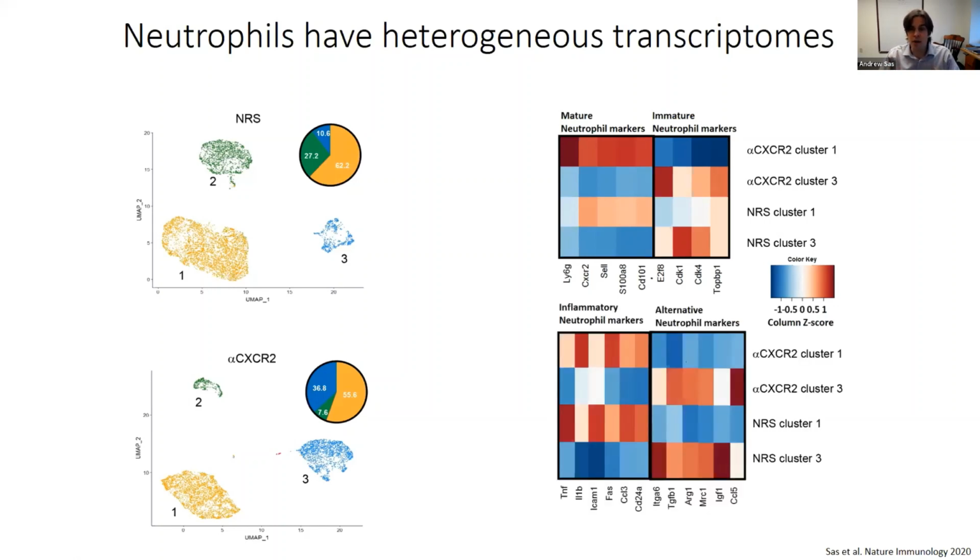We also did the same thing where we looked at alternative activation markers versus classical activation markers in neutrophils, and found that our population 1 in both groups had high expression of classical activation markers such as TNF-alpha, interleukin-1, FAS, CCL3, CD24, whereas our population 3 that was enriched in our anti-CXCR2 treated group had high expression of alternative activation markers, such as arginase, TGF-beta, mannose receptor, insulin-like growth factor. And so from our single cell RNA-seq, we saw that there was heterogeneity in both treatment groups, but in the anti-CXCR2 treated group, there was an enriched population of immature alternatively activated neutrophils compared to the mice that received the control sera.